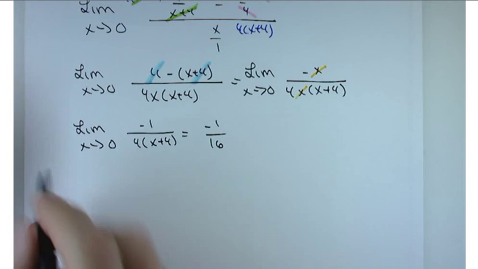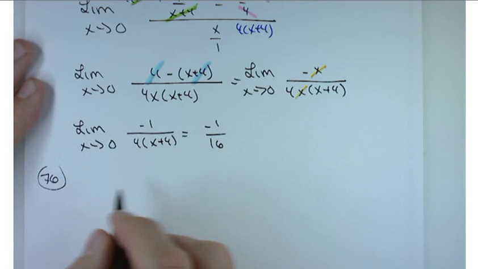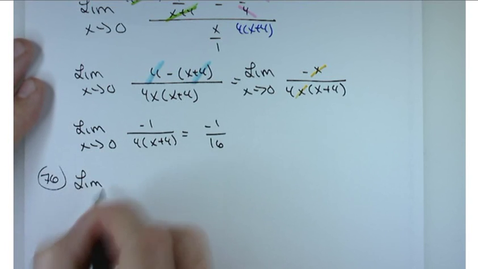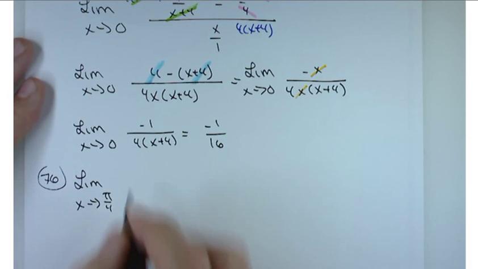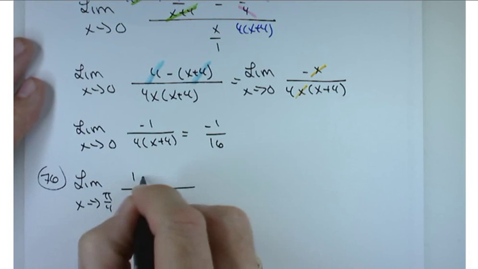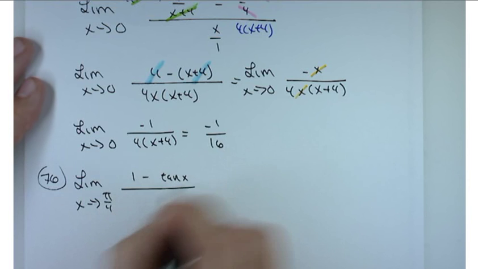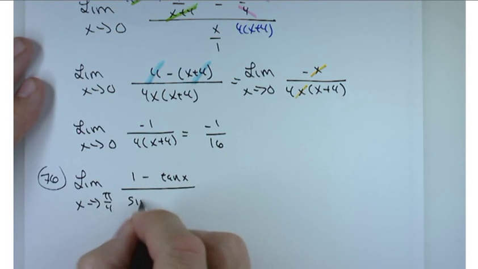Problem 76. The limit as x approaches pi over 4 of 1 minus a tangent of x over sine of x minus cosine of x.